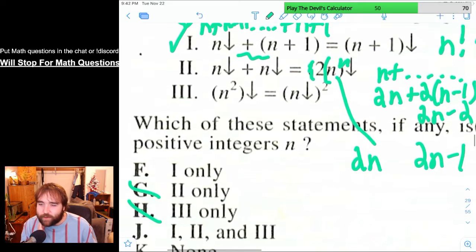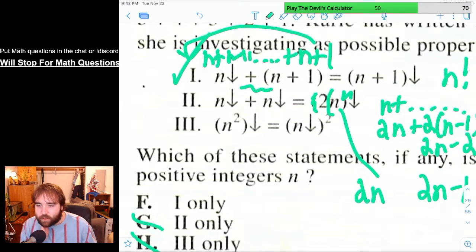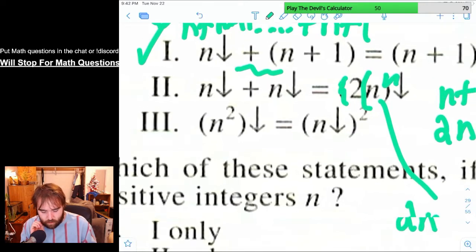So 3, yeah, it's probably just F then. In fact, it's got to just be F by what we said. So let's see about 3 then. n squared versus that squared. Huh.